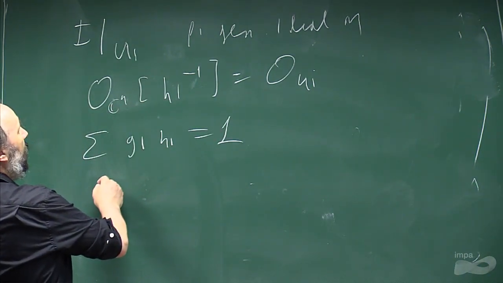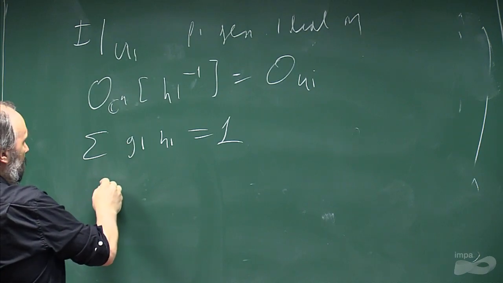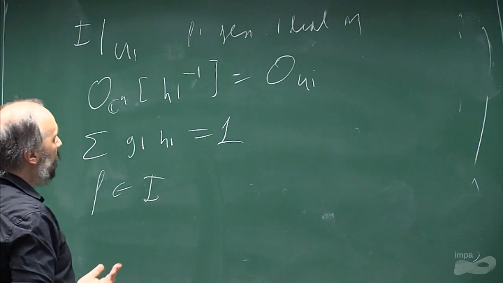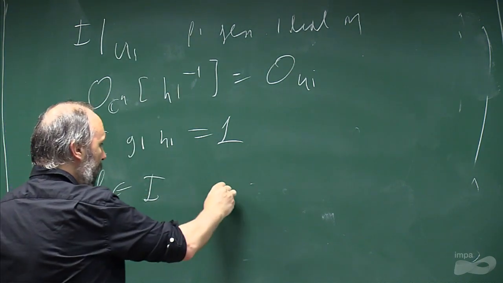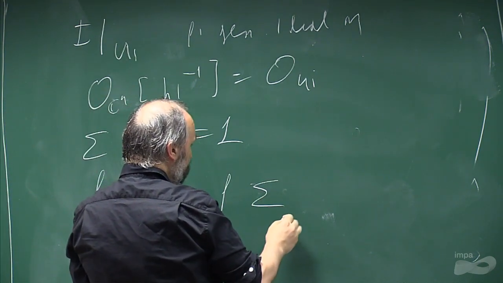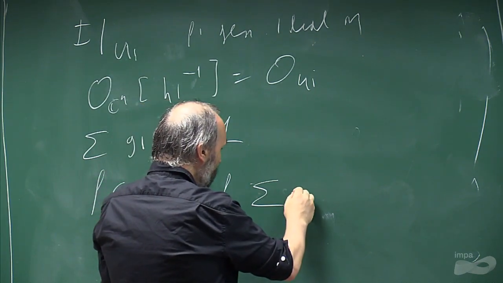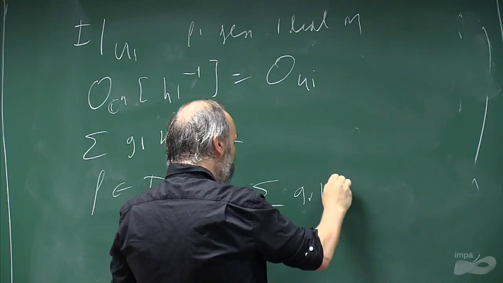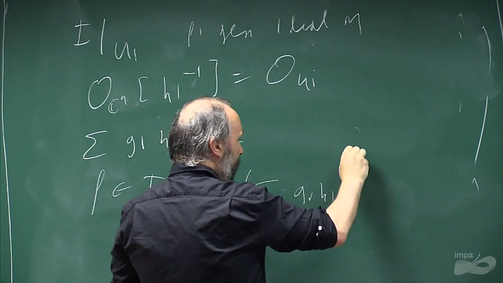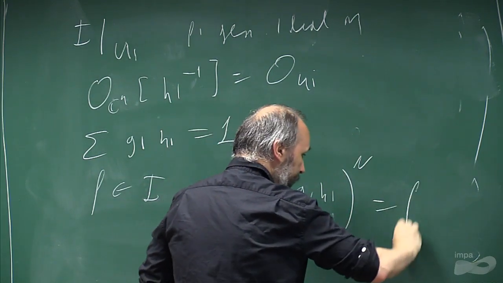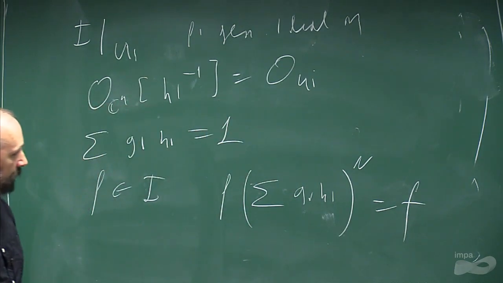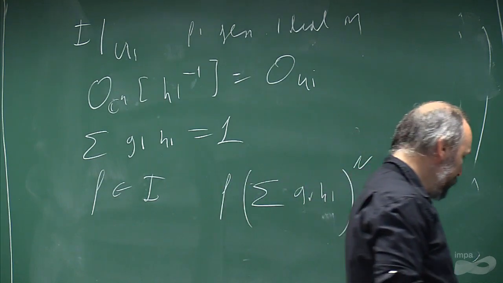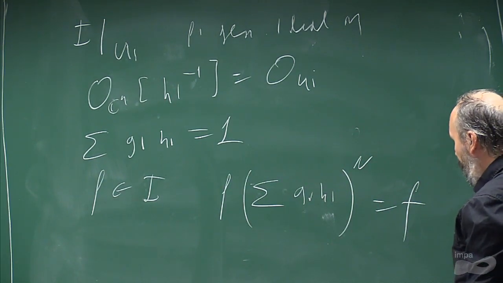Okay, and then you have your generators, like F belongs to I. It's of course not regular, it's here. But then you multiply F times the sum from G_I, H_I, for some very big N. It's F. And this is already regular.